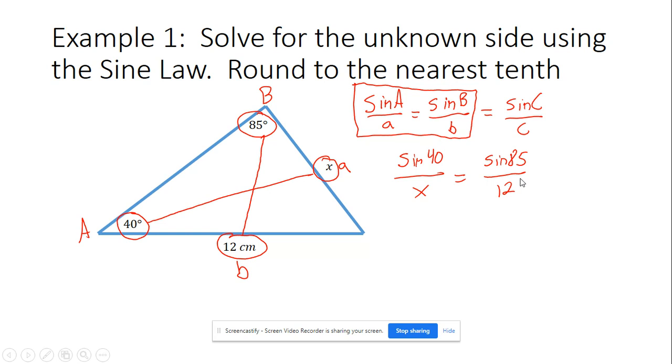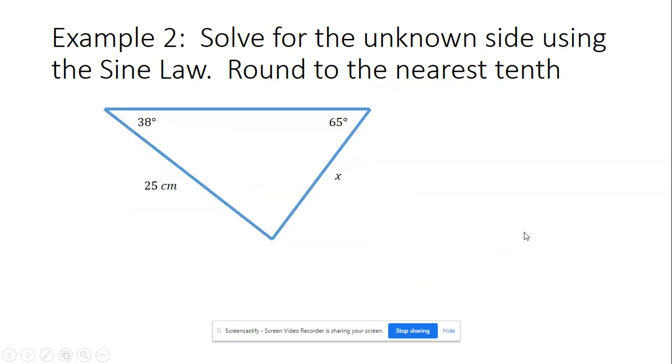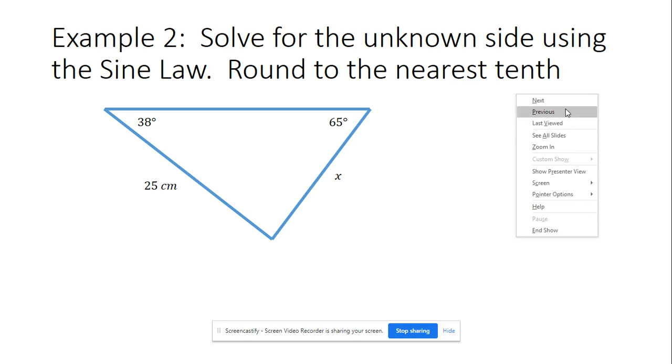So do a bit of algebra, get x by itself. I'll multiply both sides by x, multiply both sides by 12, and then divide both sides by sine 85, like this. Those cancel there. So we have 12 sine 40 over sine 85 equals x.